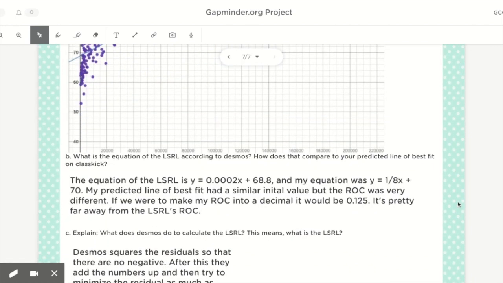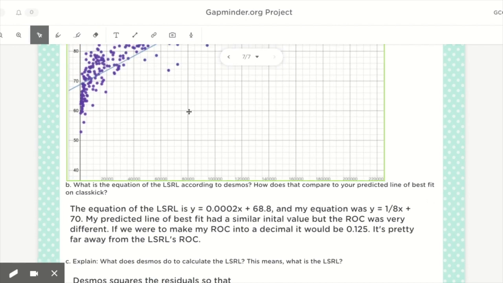So the equation of the LSRL is y equals 0.0002x plus 68.8. And my equation was y equals 1/8 x plus 70. So my predicted initial value was very close to the one of the Desmos line of best fit, but my rate of change was very off.